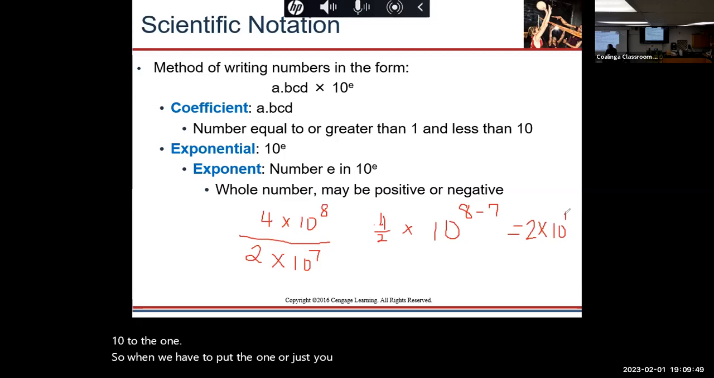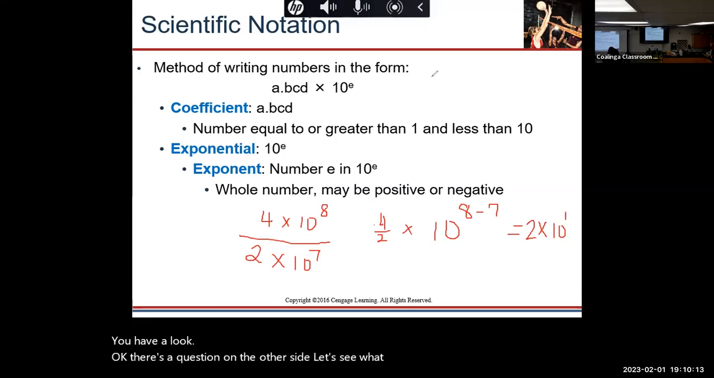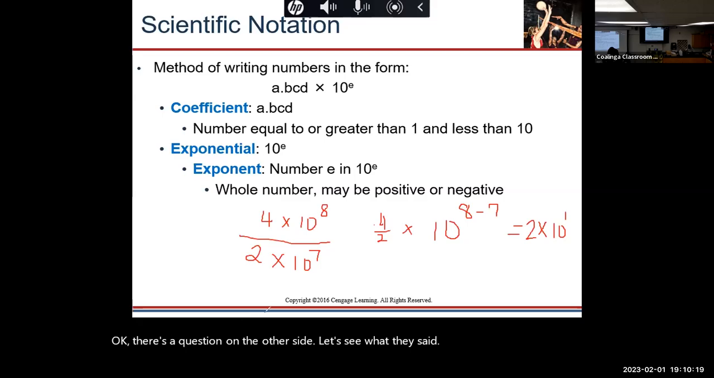You could just count this thing. It would mean the same thing. Or you could just say 20 if you didn't have to write it in scientific notation. Okay? Questions? Have a look. Okay, let's see if we can make it a little more challenging.